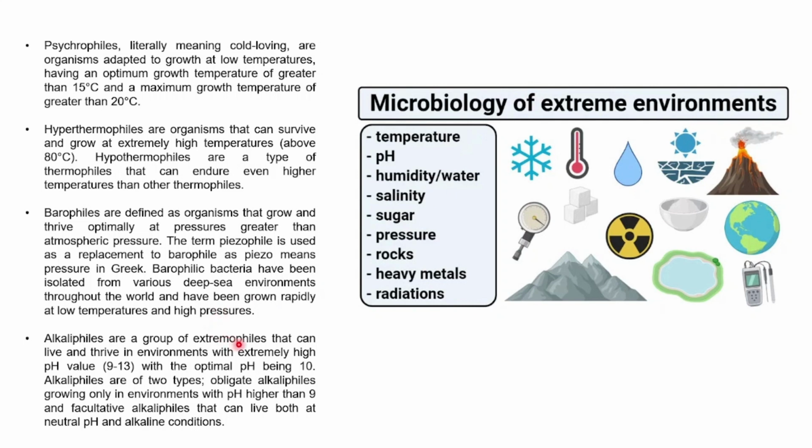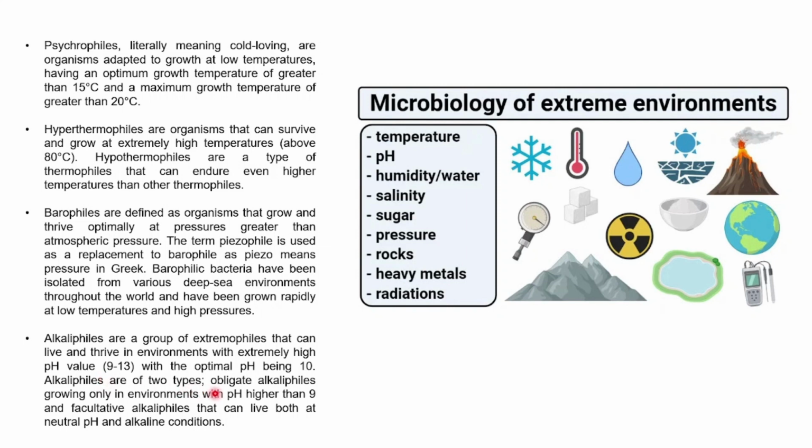Alkalophiles are a group of extremophiles that can live and thrive in environments with extremely high pH values, like 9 to 13. That is a very alkaline environment. If we consider the pH meter from 0 to 14, 9 to 13 is at the upper end of the pH range, and it's a very alkaline atmosphere.